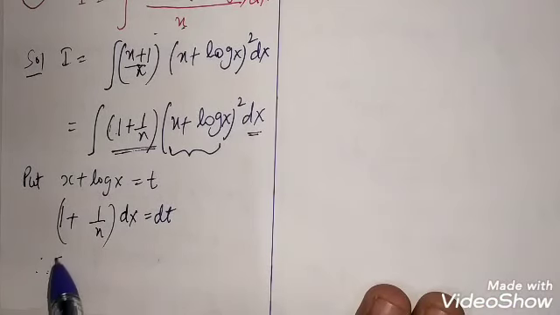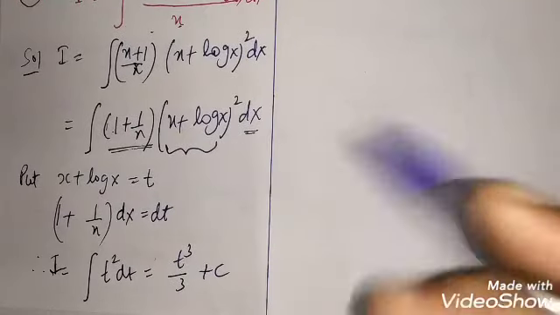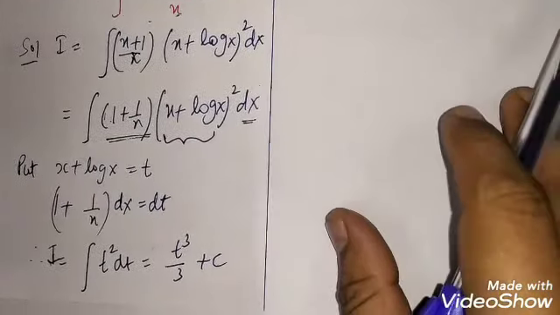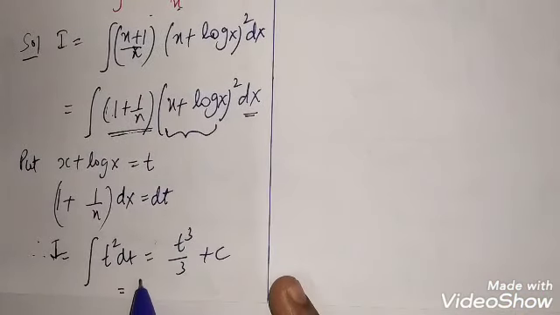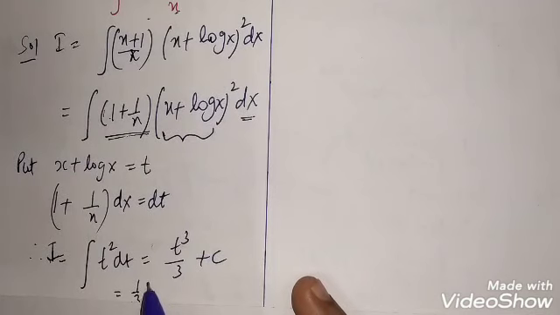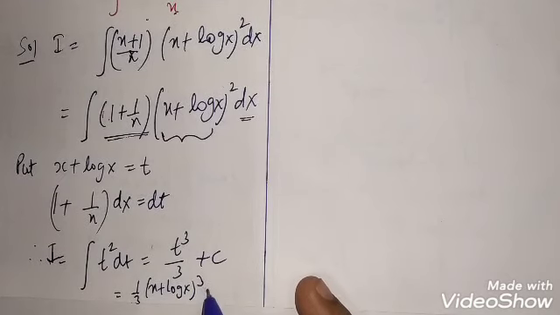Therefore the integral I is equal to the integration of t square dt. Simply we can say t cube by 3 plus c. You just need to put the value of t as x plus log x. So it is 1 by 3 times x plus log x whole cube plus c. Done.